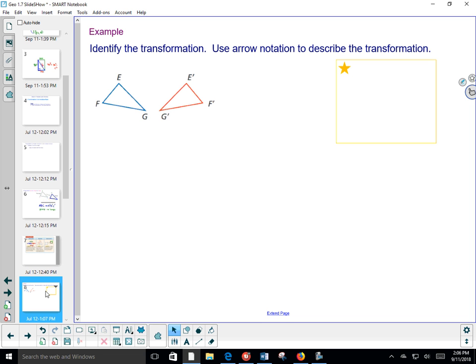I should get my popsicle sticks though. Okay, Olivia. It's a reflection. A reflection. Why do you say so?